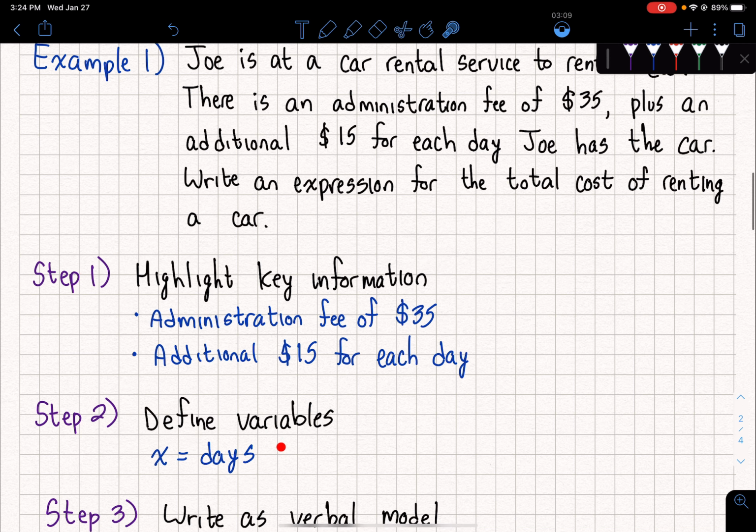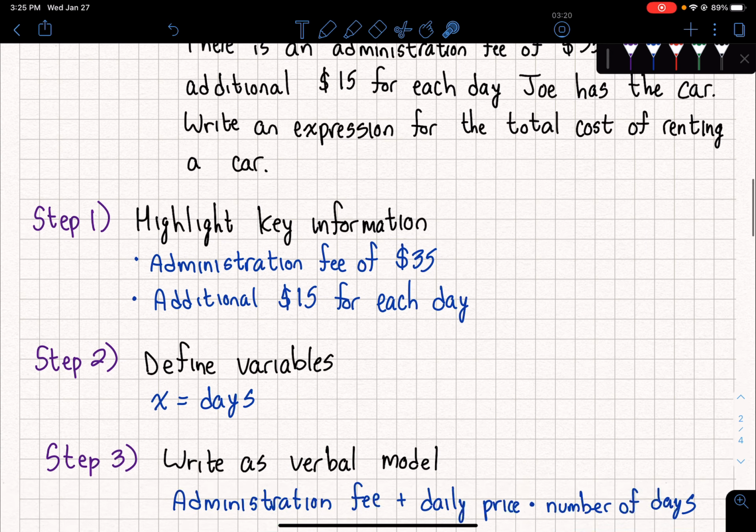Step 2, we're going to define our variables. All of these expressions are going to have unknown variables. And in this problem, our unknown variable is the days. That's going to be our x here.